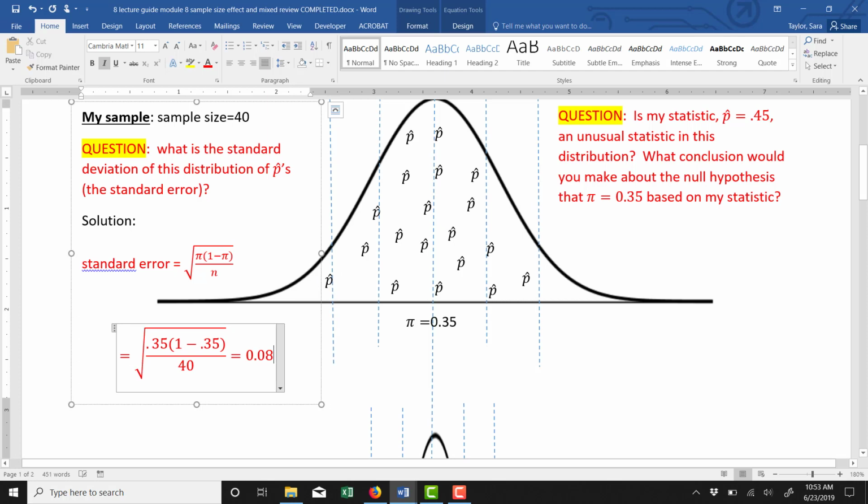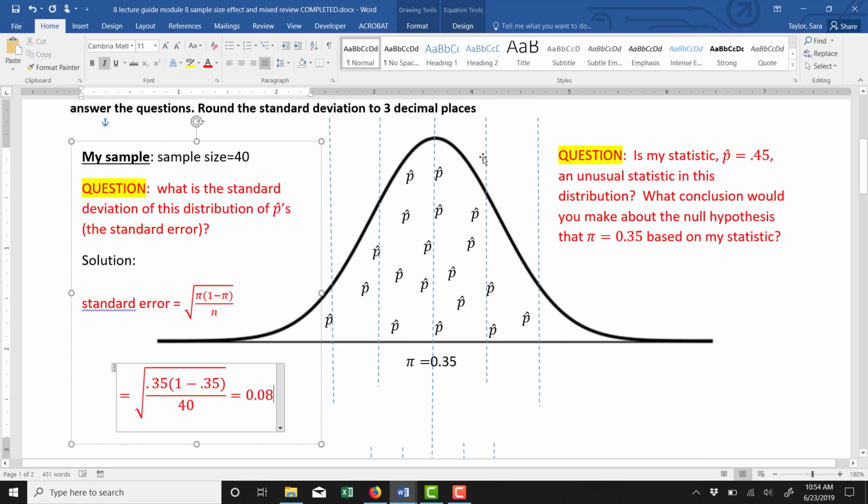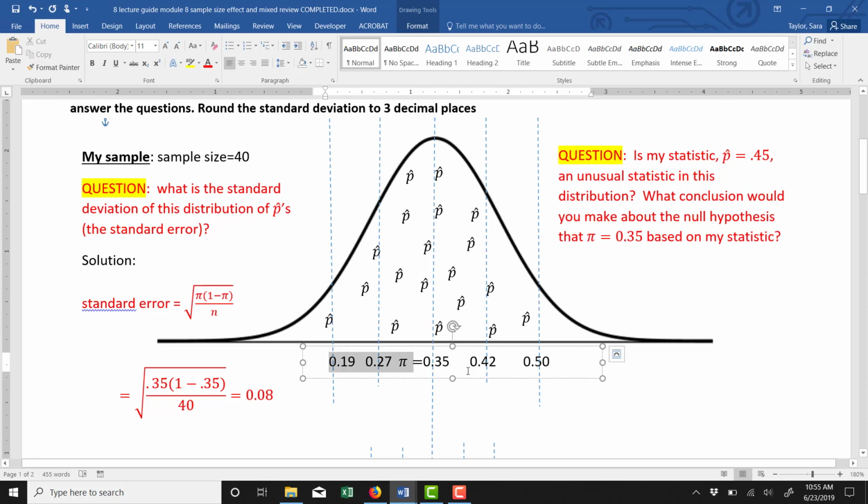Okay, so that means the distance between each of these vertical lines is 0.08. The standard deviation of the null distribution is 0.08. So now I've labeled the horizontal axis with the values that correspond with a standardized statistic of 0, 1, 2, and also -1 and -2, which are all those vertical blue lines.